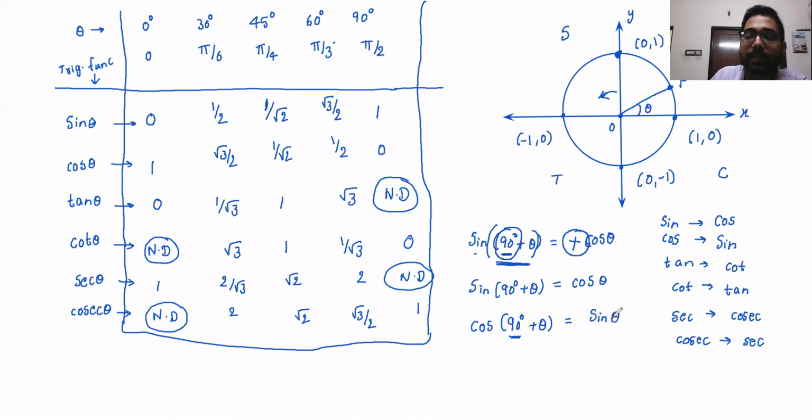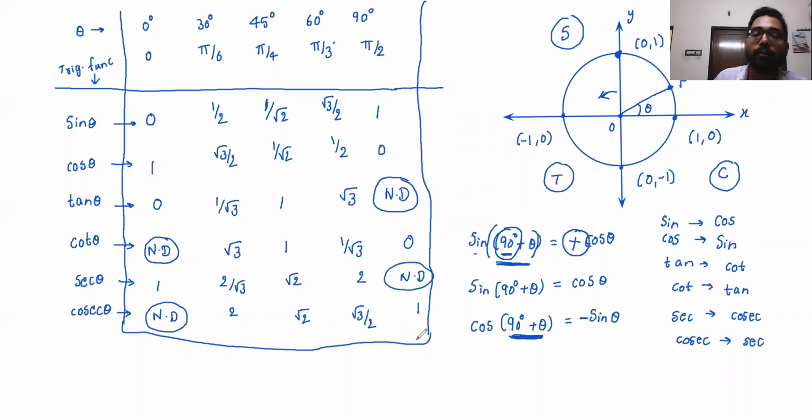Now we have to decide the sign in front of this, whether we should put plus or minus. That will be decided by the quadrant of the angle. You see, 90 plus theta is in the second quadrant. In the second quadrant, cos is negative. In the second quadrant only sine and 1 by sine are positive, isn't it? So that's why we have to put a minus sign over here.